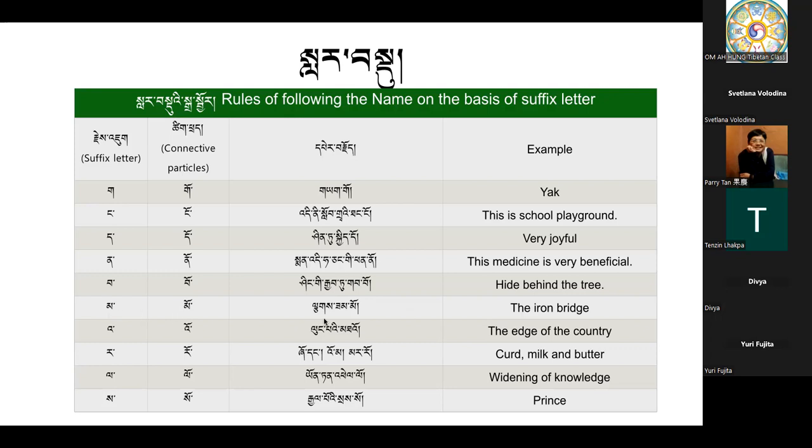Ma, mo. Jaksam. Here it is just a derived name, derived actual name. Jaksam means iron bridge, so the iron bridge. So it's a single name. And since it has ma as a suffix letter, mo. Ha, ho. If a name has ha as a suffix letter, it will be followed by ho.